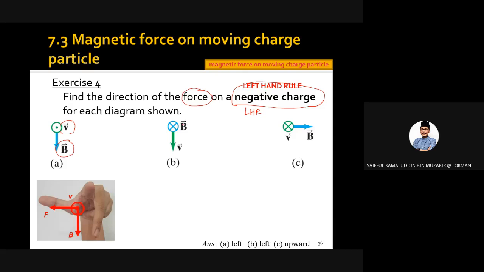Second one. B is going inside the page. V is downward. Remember what is B? What is B? Your middle finger.